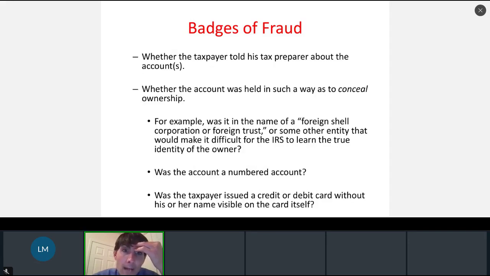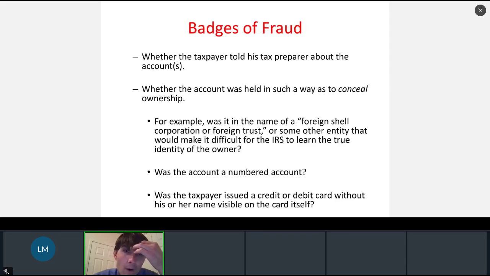Another badge of fraud is whether the taxpayer told his tax preparer about the account. Another one is whether the account was held in such a way as to conceal ownership. Oh yeah, things get complicated very, very fast. I like to think of that nursery rhyme, oh, what a web we weave when we seek to deceive. The more complicated and complex the ownership forms are of a foreign account, the harder it becomes to explain why these vehicles were in place.